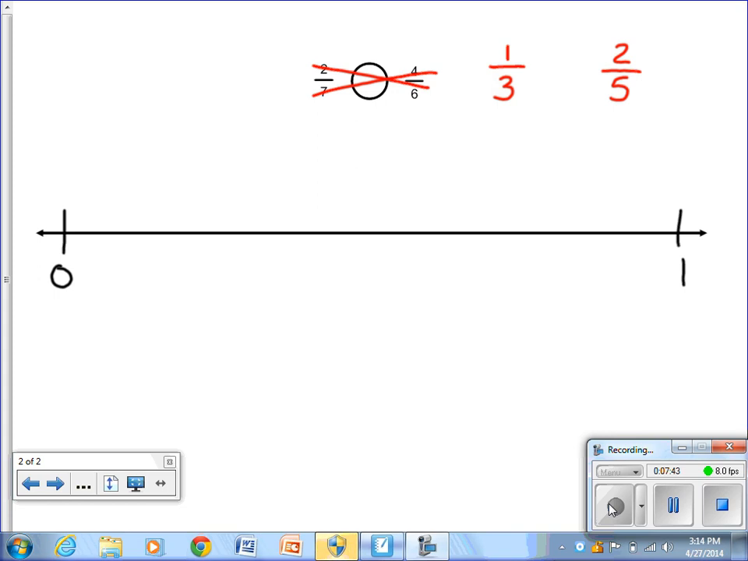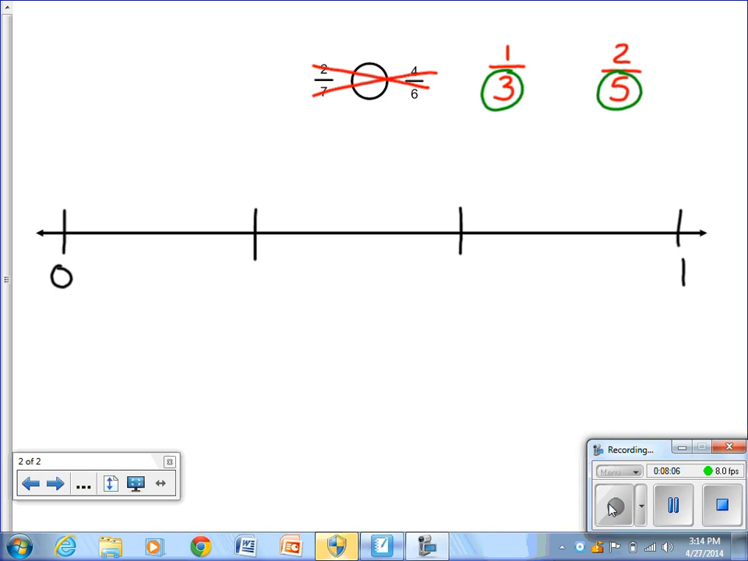Okay, so if I take a look at my units this time, I can see right away that they're different units. So this is going to be a little bit more difficult, a little bit more work than the ones we started with. I'm going to start with 1/3. I know that if I'm talking about thirds, that's how many parts? That's correct, 3 parts. So I'm going to cut up my number line into 3 equal parts.